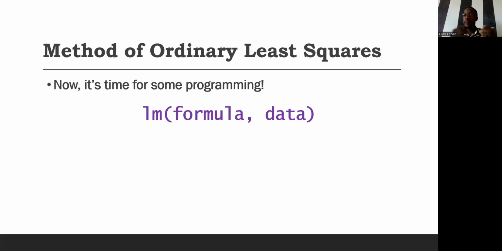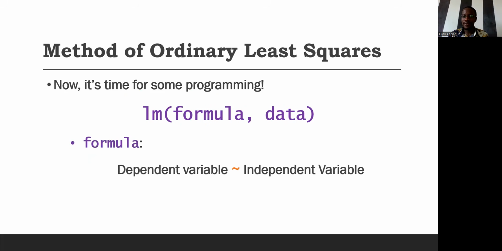Of course, we need to use the method of ordinary least squares, but it's time for some programming, because in R, we use the lm function. The lm is an abbreviation for linear model: l is linear, m is model. It takes in a formula, where we look at the dependent variable and then regress it on the independent variable.